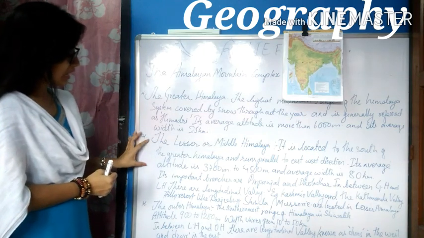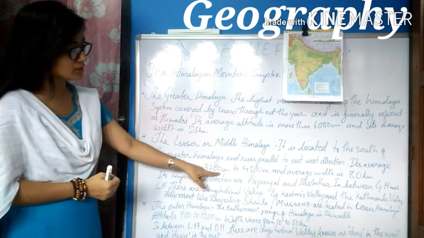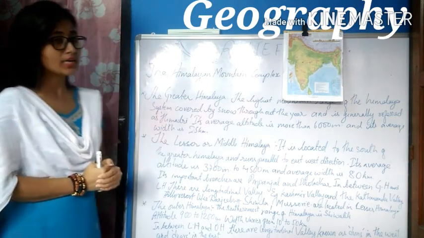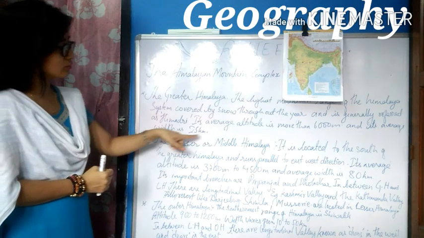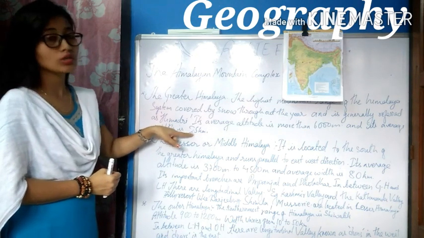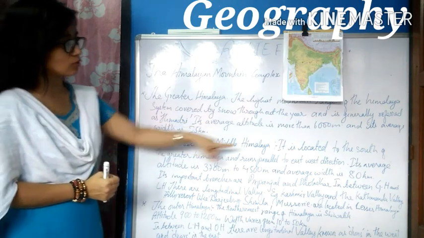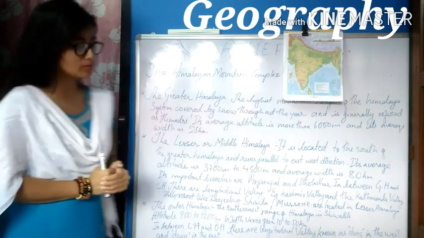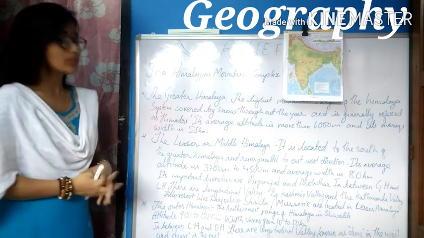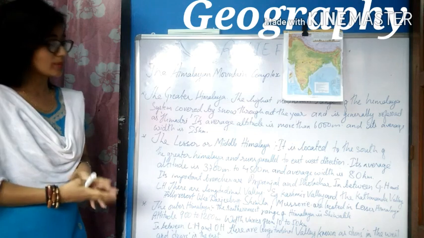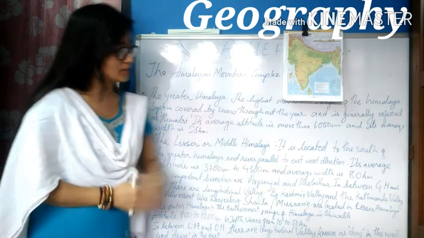That means the height is 3,700 meter to 4,500 meter and the width is only 80 kilometer, whereas the width of the Greater Himalaya was 25 kilometer and the height of this Himalaya was more than 6,000 meter. So important branches of this Lesser Himalaya are Pirpanjal or Dhauladhar.